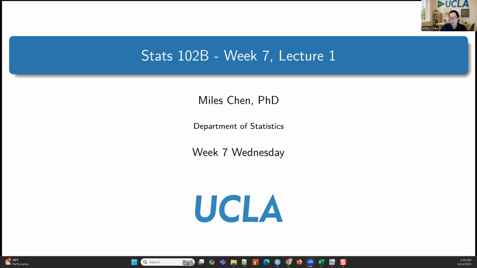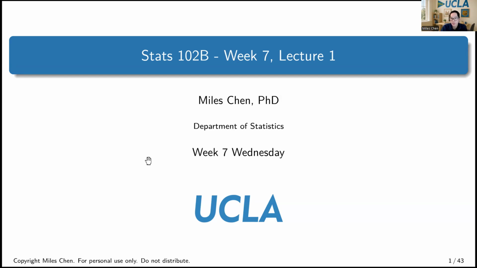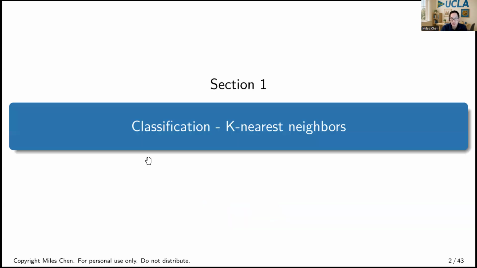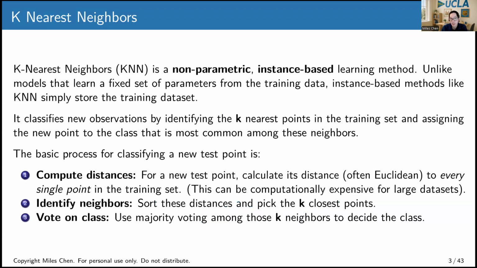Okay. All right. Today, we are going to take a look at k-nearest neighbors, which is a classification method. K-nearest neighbors is what we call a non-parametric instance-based learning method. Unlike other models like linear regression, where you're learning a set of parameters like the slope and the intercept from the training data, instance-based models simply store the entire training data set.